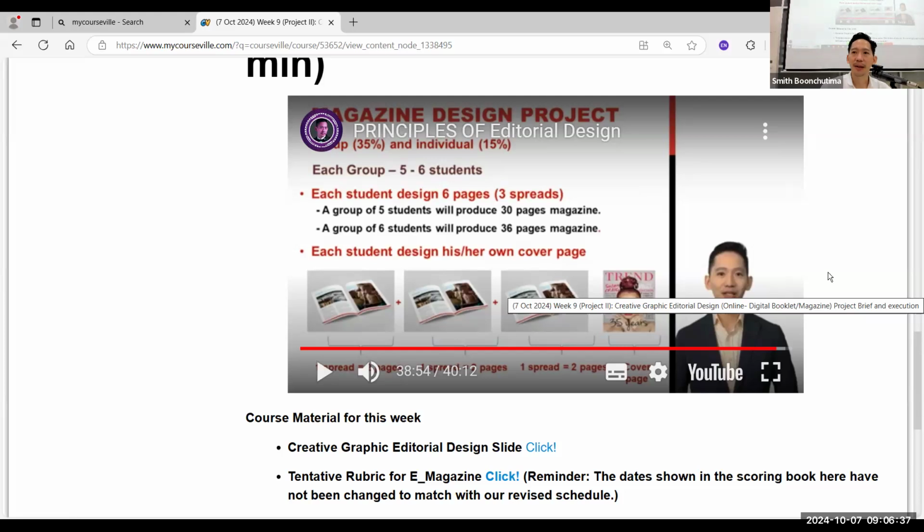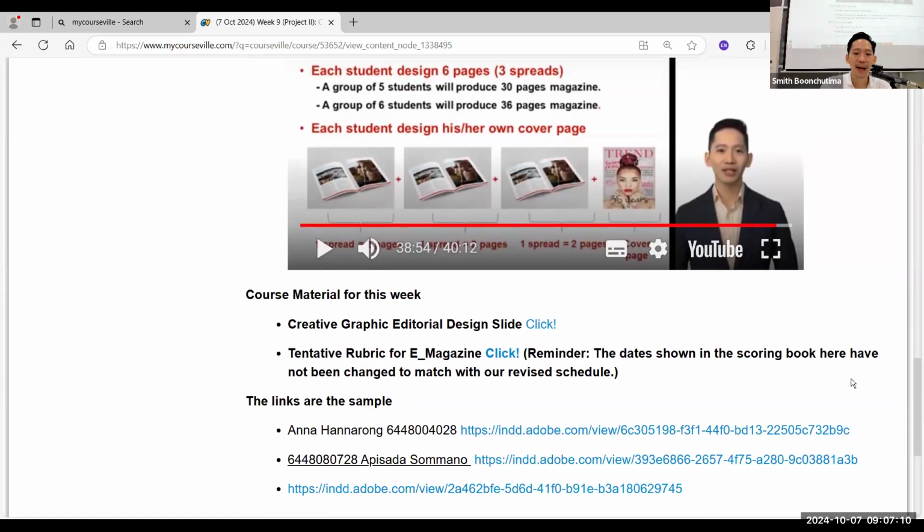If you have fewer people in the group, it means that your magazine will have fewer articles. But if you have more people in the group, it means that your magazine will have more articles, because each member will be responsible for one article that covers a lot of double pages. Okay, it will be like that, and the details will be in the video of 40 minutes long.